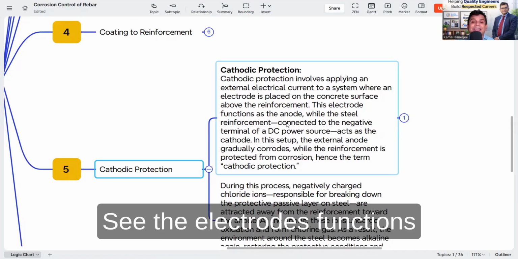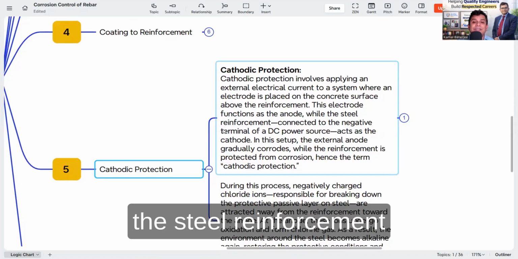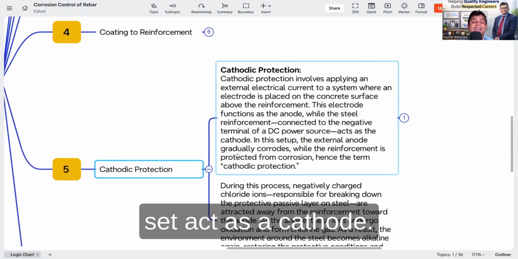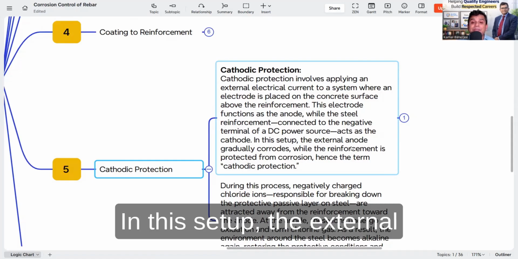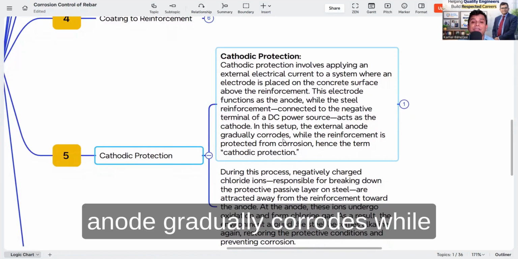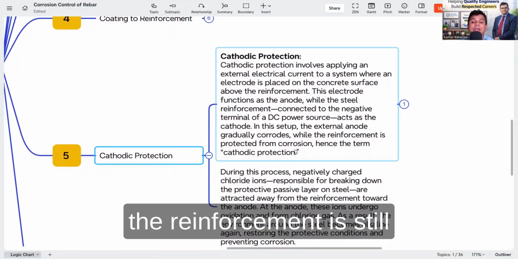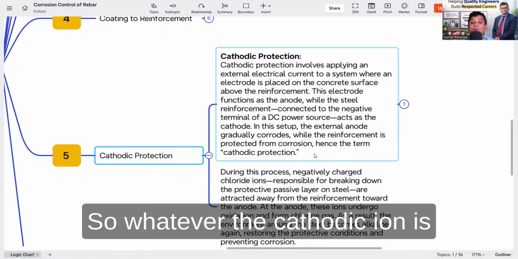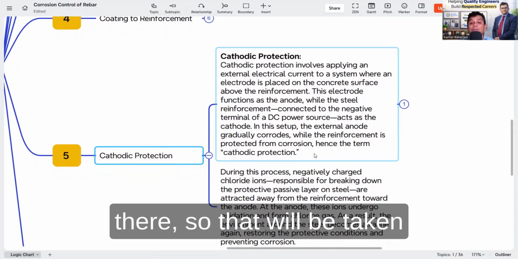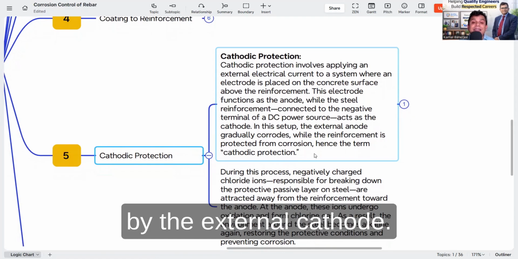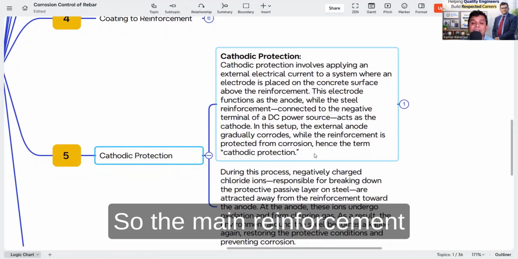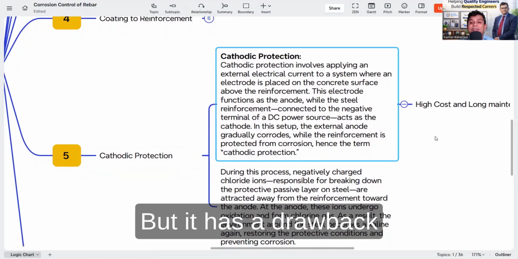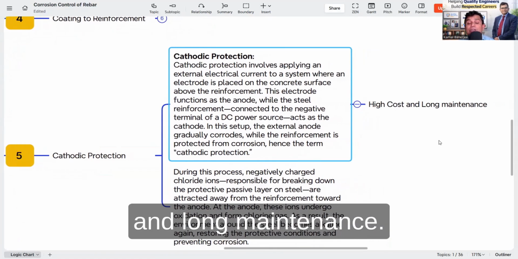See, the electrode functions as an anode, while the steel reinforcement, connected to the negative terminal of a DC power source, acts as a cathode. In this setup, the external anode gradually corrodes while the reinforcement is protected from corrosion. Hence, the term cathodic protection. Whatever the corrosive ions are there, they will be taken by the external anode, so the main reinforcement will not be corroded. But it has a drawback: a high initial cost and long maintenance.